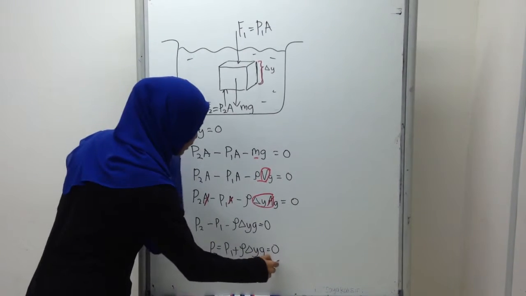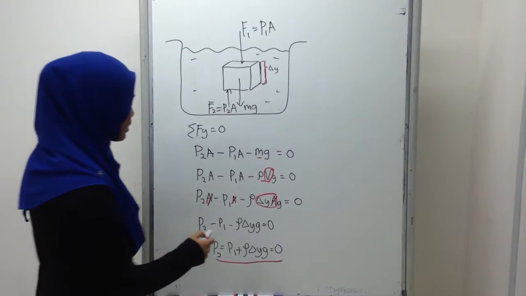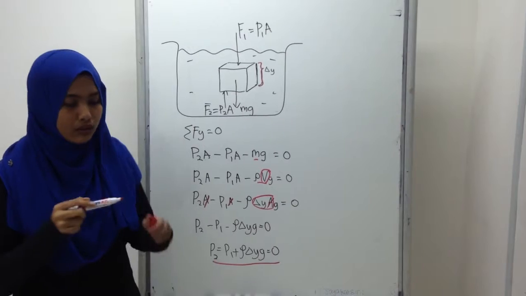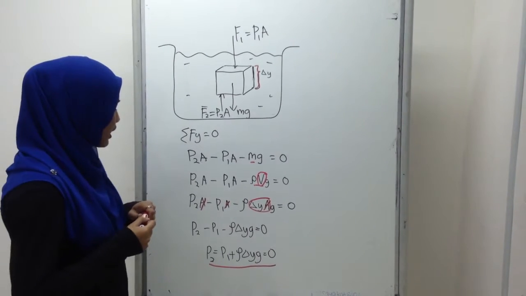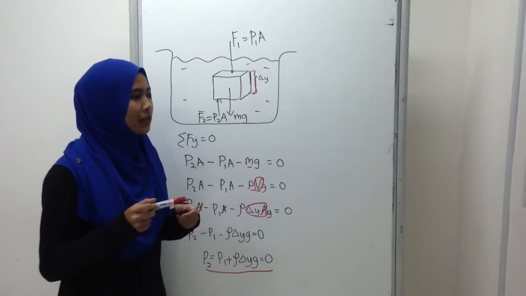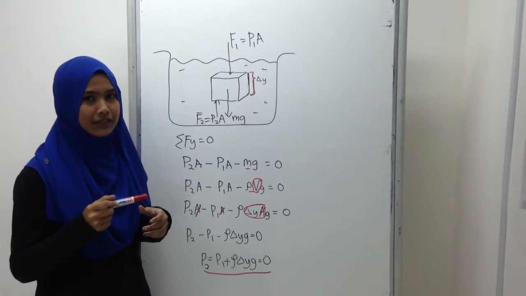We get P2 equal to P1 plus rho g delta y. From this conclusion, we can tell that the lower the position of the bottom of an object is, the greater the pressure.